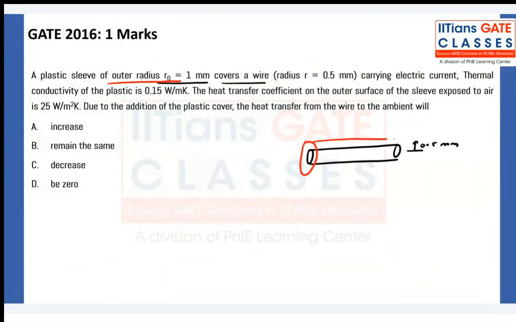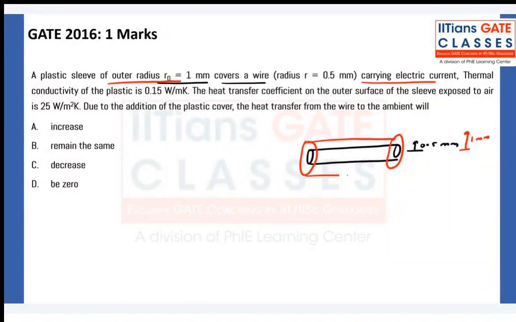And the thickness is 1 millimeter. Okay. Outer radius is, now the outer radius of this is, no, total is 1 millimeter. Okay, not the thickness. Outer radius it is telling me, not the thickness. Total is 1 millimeter. Okay. It contains electrical current, thermal conductivity of the plastic.